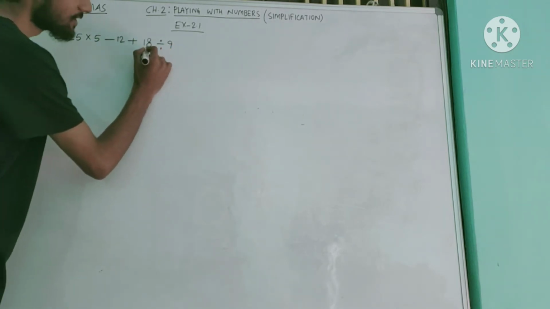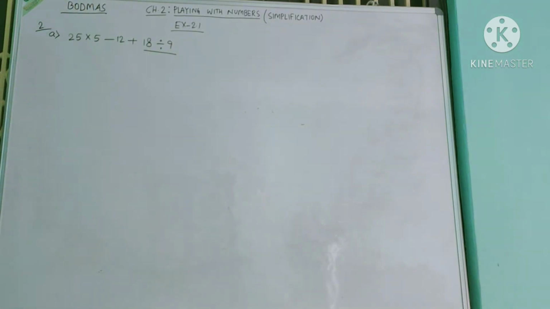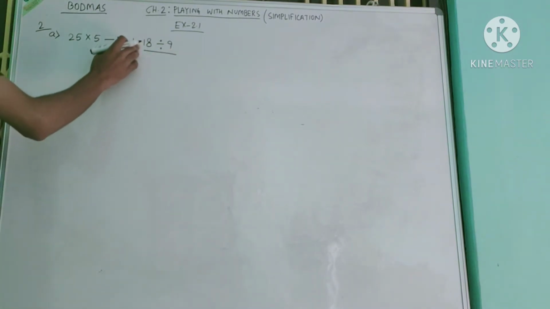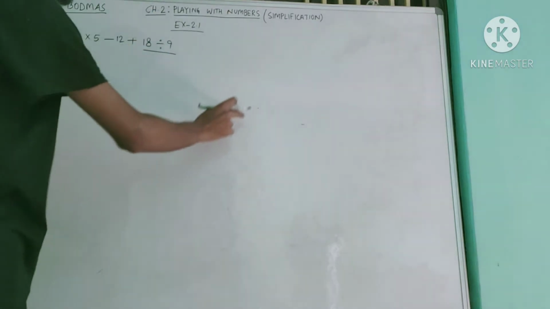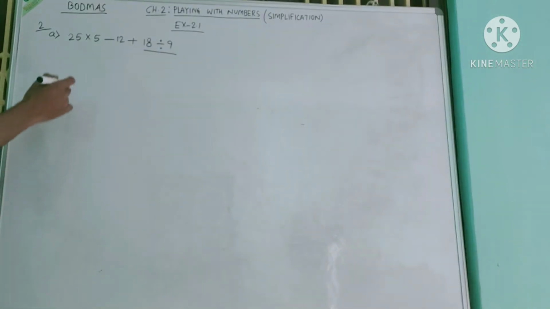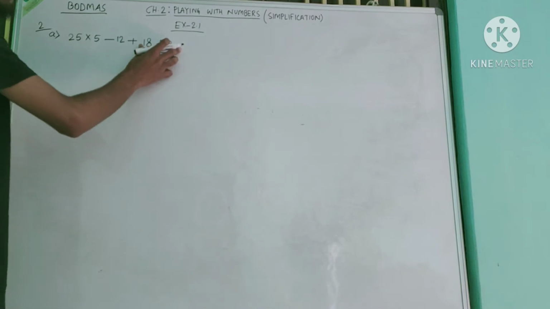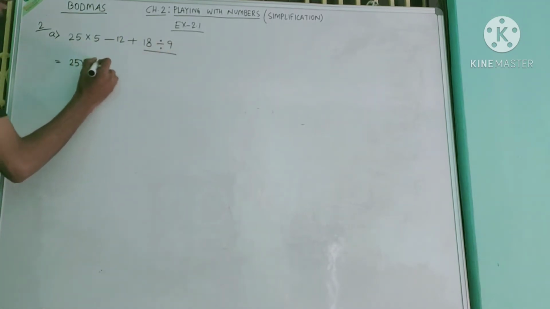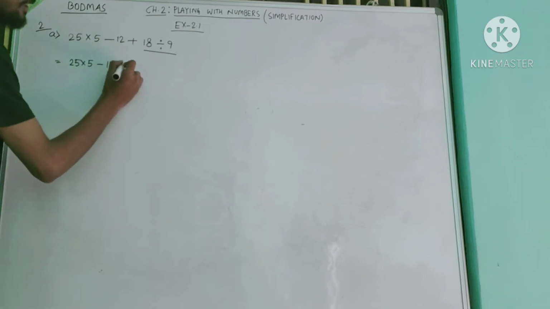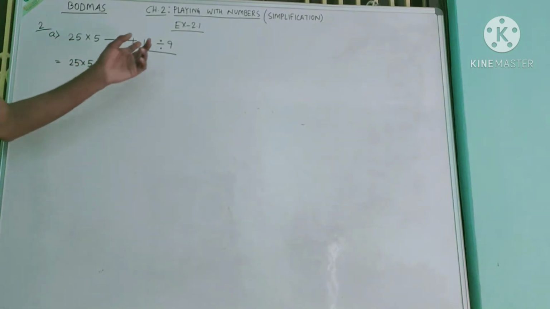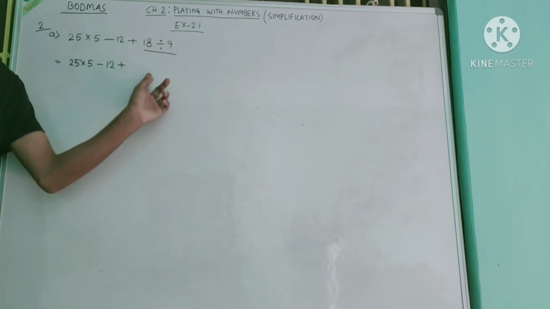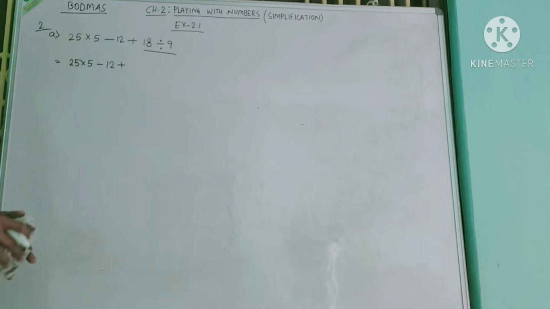So what is the division? This is 18 divided by 9. So what is the answer of 18 divided by 9? We have to write it at the place of this portion. So we will write all the remaining portions the same. Then what you have to do? You have to divide 18 by 9. 9 ones are 9, 9 twos are 18. So the answer will be 2.